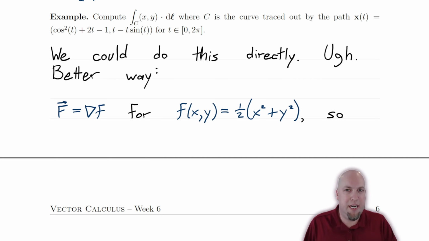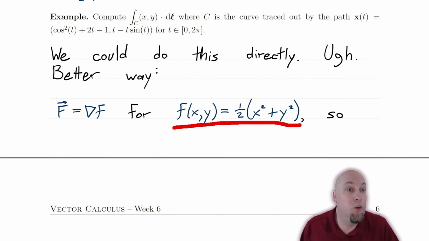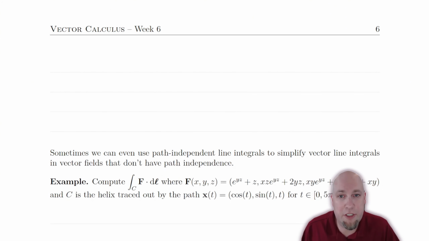If you aren't able to eyeball that, you can do the check based on the mixed second partial derivatives, or you can integrate the first entry with respect to x, the second entry with respect to y. We talked about that a few videos ago. Okay, so yeah, it's a gradient field. Great, life gets so much easier.